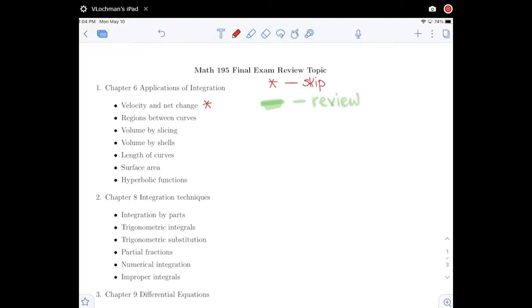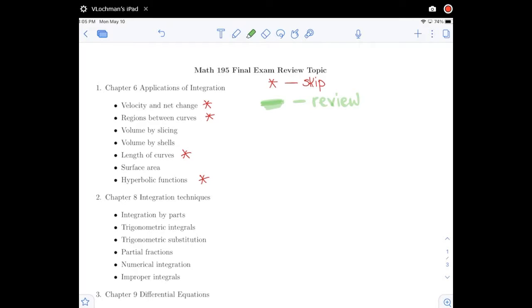Regions between curves. You can go ahead and skip that one as well. You guys did pretty well on that topic. There is no reason to retest it again. So regions between curves, done. Those two, then what else can you skip in this chapter? Length of curves, yes, that can be skipped, and then hyperbolic functions.